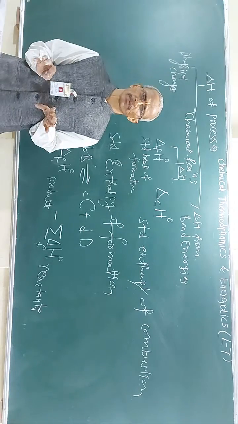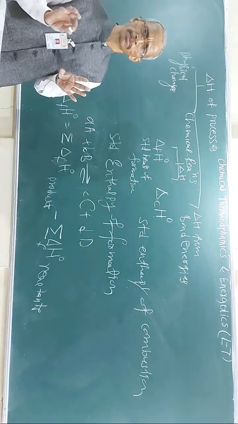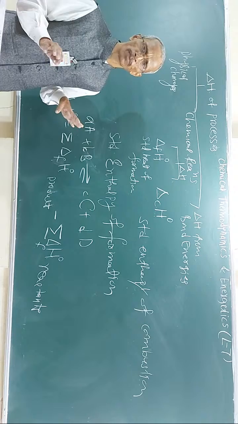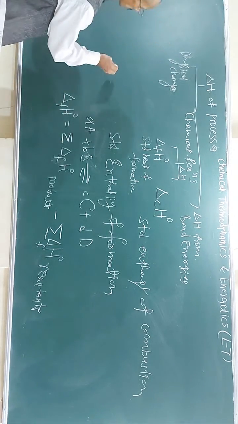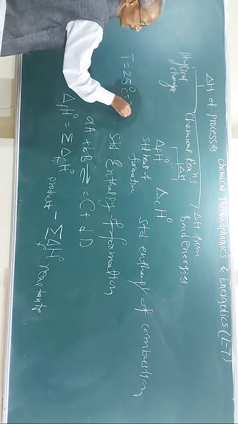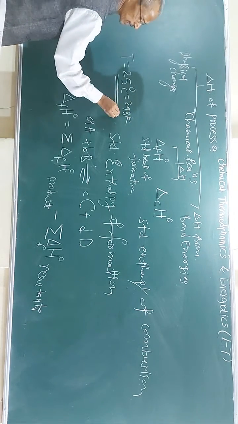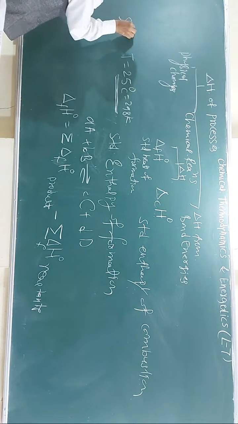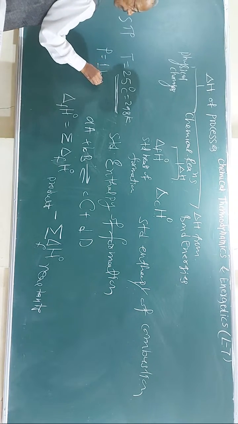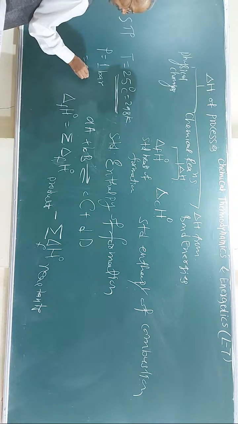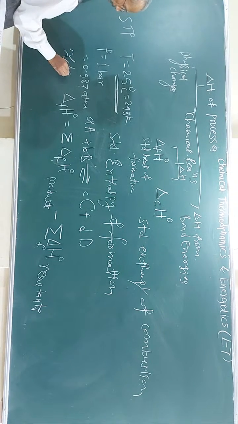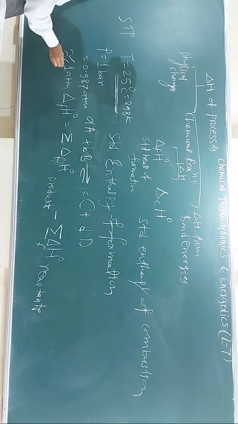Standard state means the state in which the substances are most stable, under a given condition of temperature and pressure. The temperature is considered as 25 degrees Celsius, or 298 Kelvin. This is considered the standard temperature, and the pressure is considered as 1 bar, or 0.987 atm, approximately equal to 1 atm pressure.